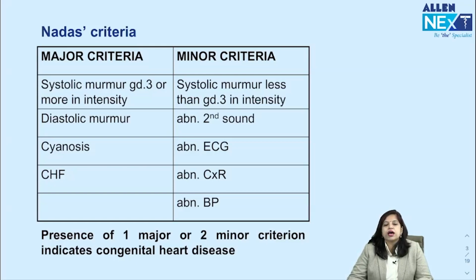So in the minor criteria, we have the abnormal second heart sound. In fact, this is such a typical diagnostic feature of heart diseases in children. Any abnormality in the second heart sound is bound to indicate a congenital heart defect. But since its interpretation is largely subjective and depends on the hearing acuity of the observer, it is placed in the minor criteria. Then abnormal ECG, abnormal chest X-ray, and abnormal blood pressure. All these would come in minor criteria.